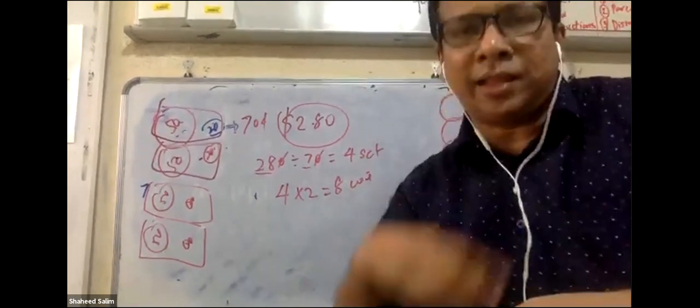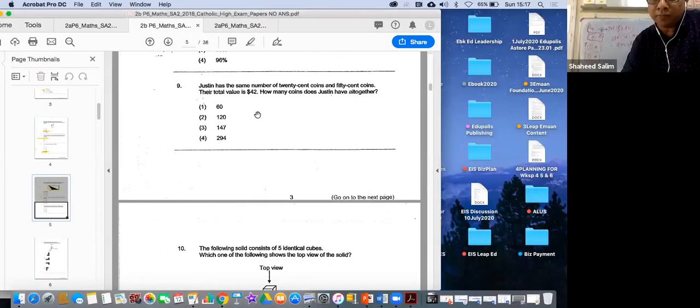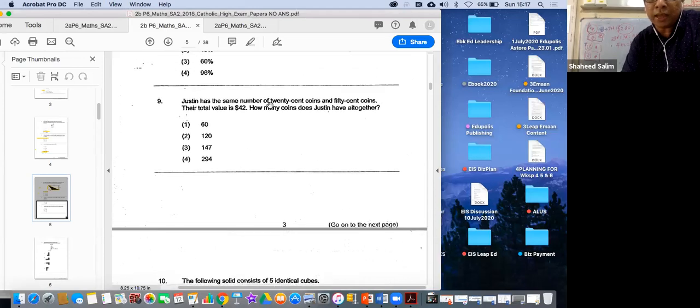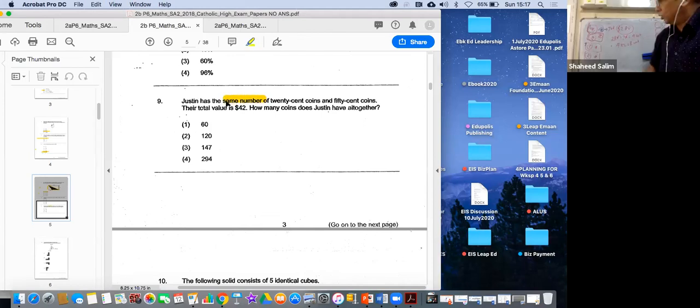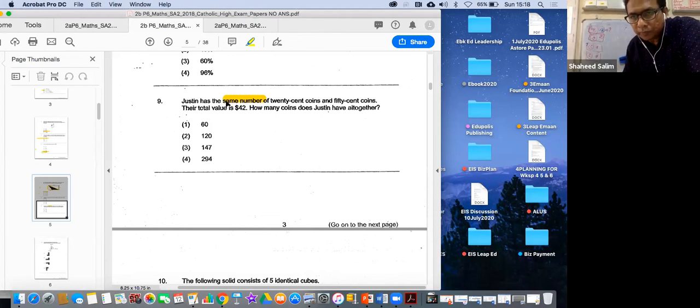Okay, now we try, never mind, later I'll give you other questions. Now we try the question here, which is this Justin Bieber. He has 20 cent coins and 50 cent coins, but they say it is the same number. Total value is $42. Shafika, what's your answer? Not yet. You can do it. Later I'll give you my own questions. That's why you must visit the videos. If you don't visit the videos, you'll forget.